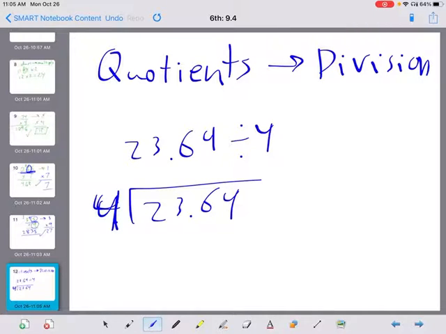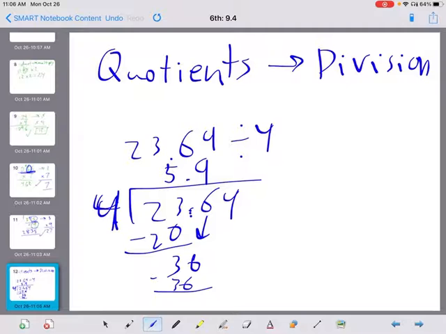4 goes into 23. How many times? Well, it goes into 24 6 times. That means it must go into this 5 times. 5 times 4 is 20. I subtract, get the 3, drop down the 6. 4 goes into 36 9 times. Remember that whenever I put this decimal here, I can put that decimal right up there. So that's where my decimal goes. 9 times 4 is 36. I have a 0, but then this extra 4 drops down. And 4 goes into that 1 time. So 5.91 is my answer here.